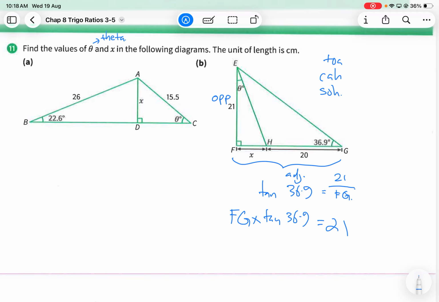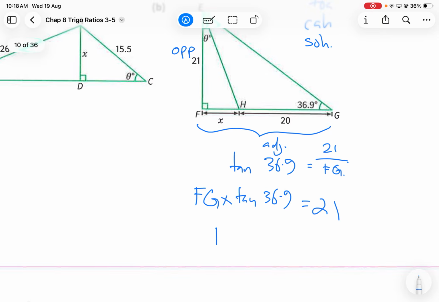Okay, go and show some restraint. Only do this multiplication. Then the next step becomes very obvious. What is the next step? I want only FG. How do I get rid of this tangent 36.9? Yes. Very good. Naeem telling me the answer.